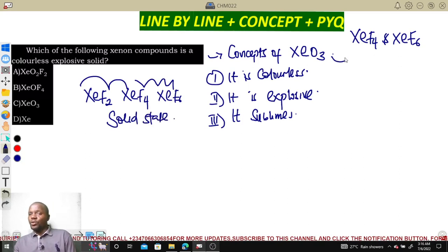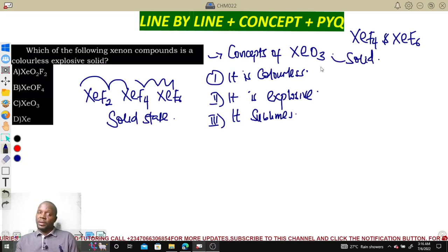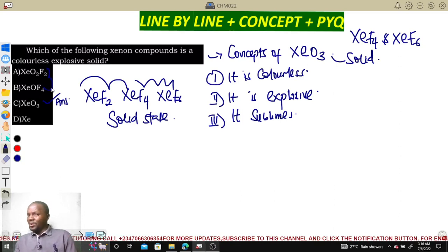So XeO3 is also solid. It is not a liquid, please. Please keep that at the back of your mind. So this is the answer to this. These are other products that are formed. These 2 products are formed as a result of what?